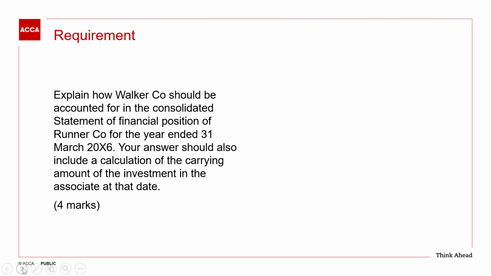You might want to pause the video to read it. But from this requirement, we can deduce that Walker appears to be an associate, and that really there are two requirements being asked. First, you're asked to explain how an associate is accounted for. And secondly, there is a requirement to include a calculation. It's important to note that there are 4 marks up for grabs. And how do you think these marks will be split? 2 and 2 seems reasonable to me.